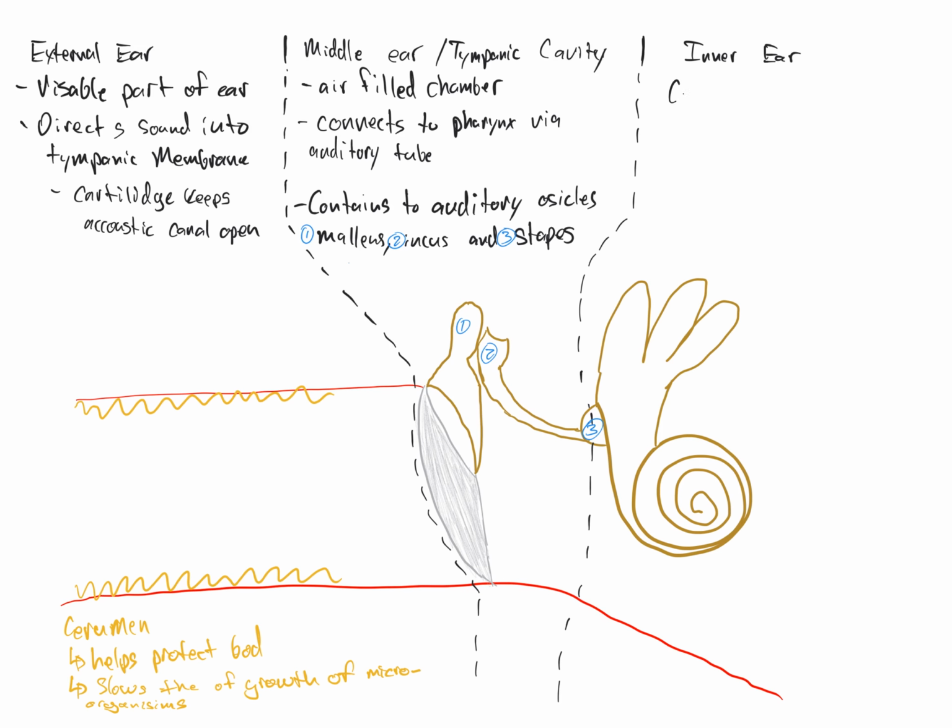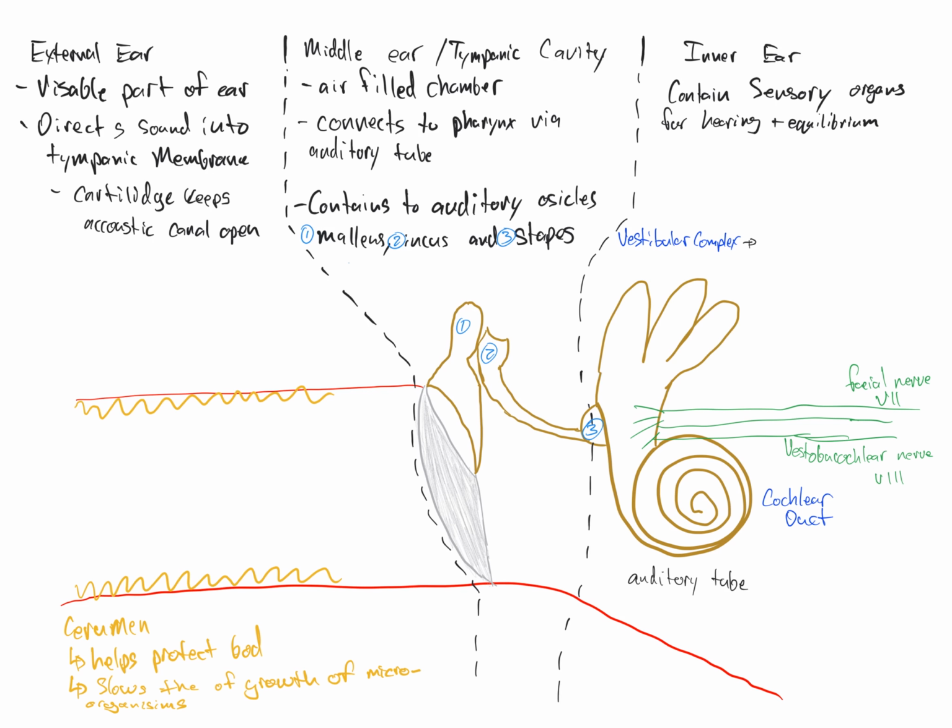The inner ear contains sensory organs for hearing and equilibrium. Those sensory organs are the vestibular complex and the cochlear duct, and the vestibular complex is in charge of detecting changes. So most notably rotation, gravity, and acceleration.